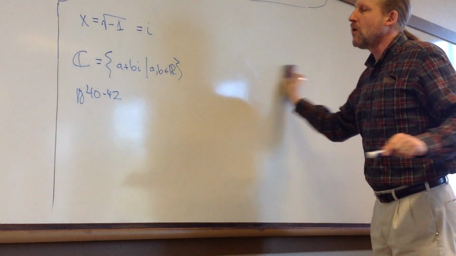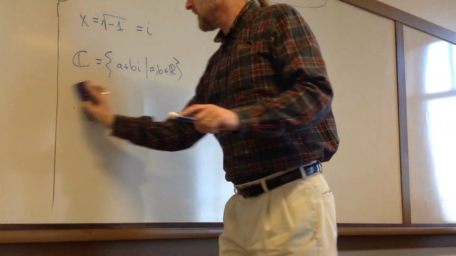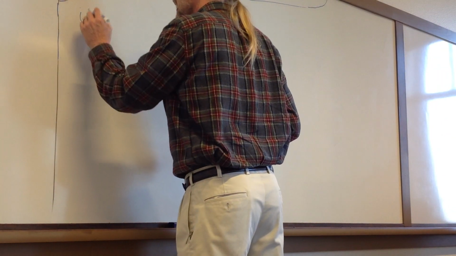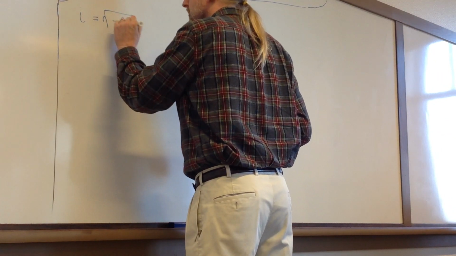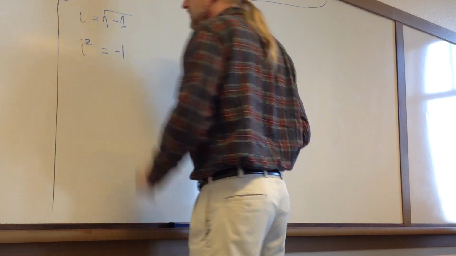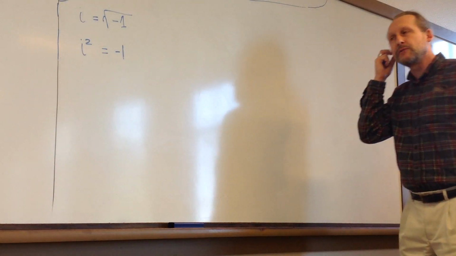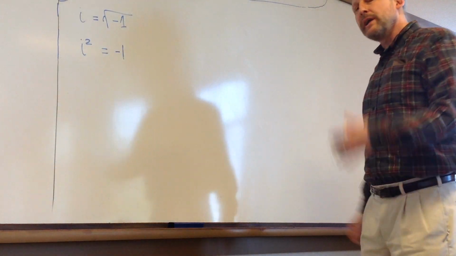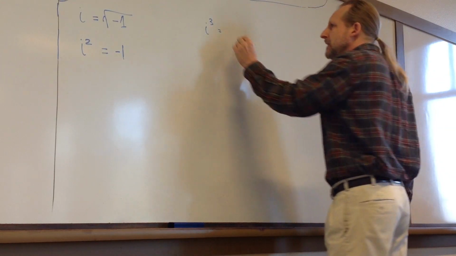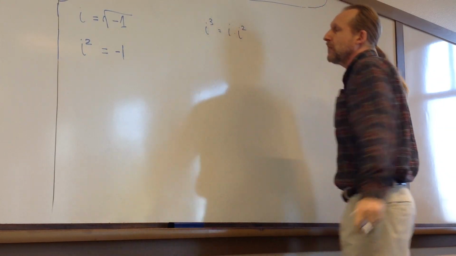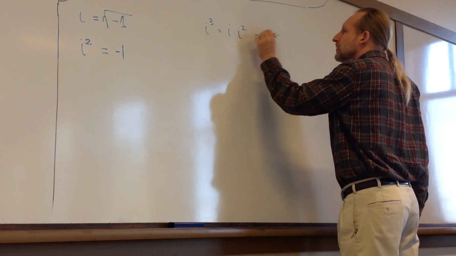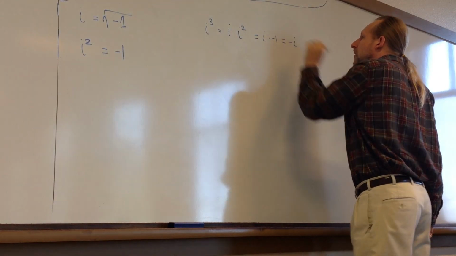Okay, so one more concept to talk about in this section, and that is the powers of i. So we define i to be the square root of negative 1. Because of that, i squared is equal to negative 1. And we talked about that a few minutes ago. So what if we did i cubed? i to the third power is equal to i times i squared. That makes i to the third, right? Well, we just said i squared is equal to negative 1. So this is i times negative 1, which is negative i.